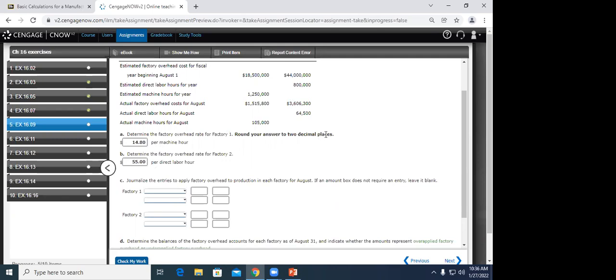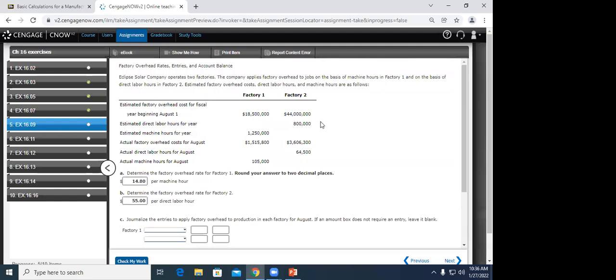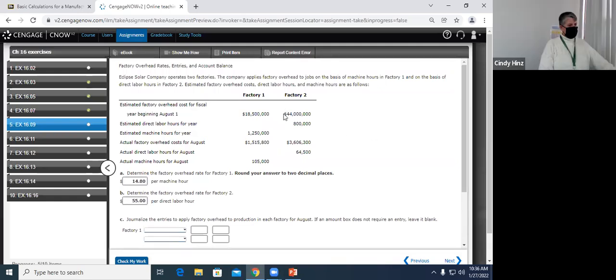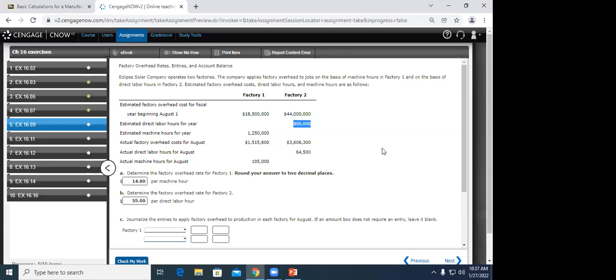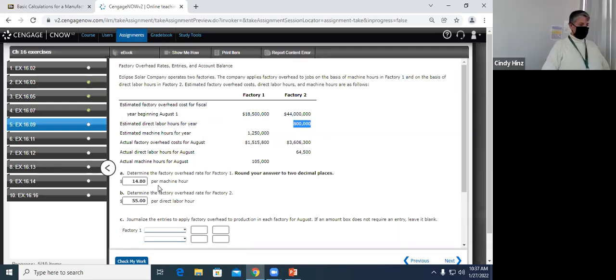So for B, factory 2, we take their $44 million factory overhead and divide by, they use direct labor hours as their cost driver, so we divide by their direct labor hours. So 44 million divided by 800,000, $55 per direct labor hour. Does that make sense? Yeah, that was the 55. Yep, that's a 55.